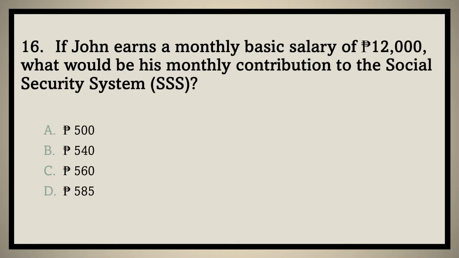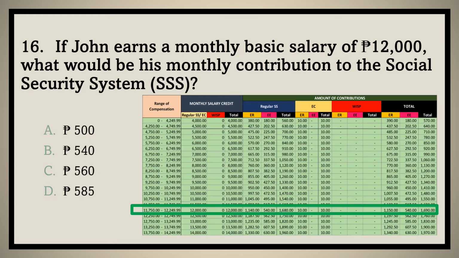16. If John earns a monthly basic salary of 12,000 pesos, what would be his monthly contribution to the Social Security System, SSS? A. 500 pesos. B. 540 pesos. C. 560 pesos. D. 585 pesos. Based on the SSS table, the monthly contribution of John will be 540 pesos.